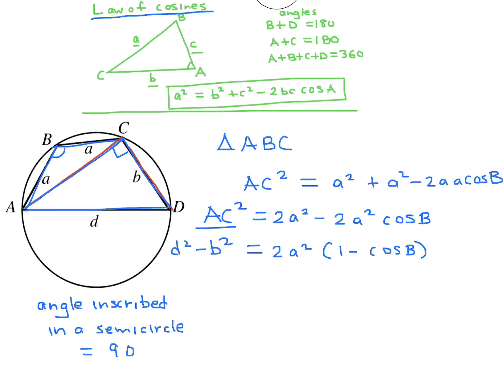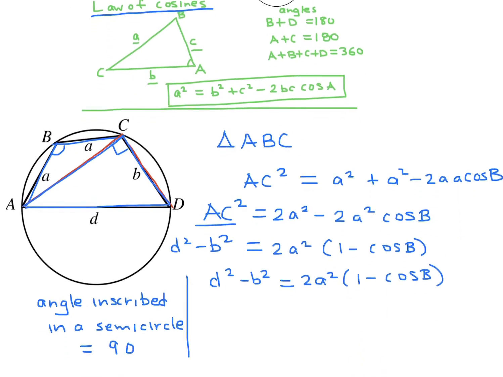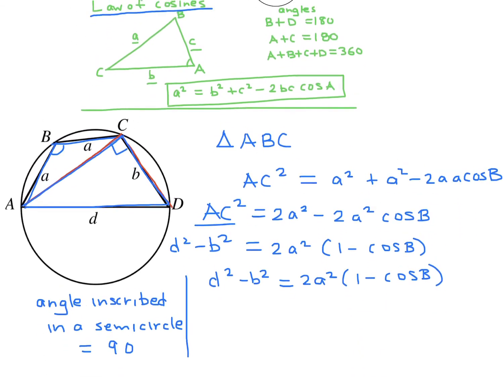D squared minus B squared, like that. So now we can proceed. D squared minus B squared is equal to 2A squared times 1 minus cos B. This is what we have to now deal with. Now, you might say, well, so far we haven't talked about cyclic quadrilaterals. I mean, it was in the question. Where are we going to actually use it? This is where we use it, at this point in the question.